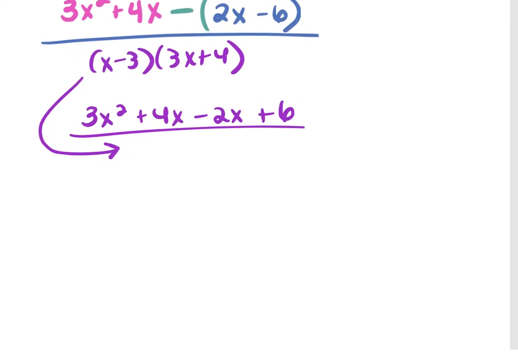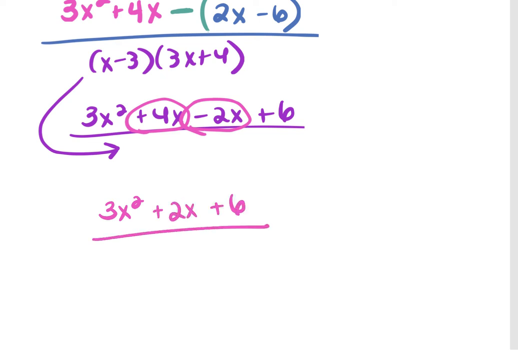And then I combine my like terms. So 3x squared, positive 4x and negative 2x becomes positive 2x plus 6. And all of that goes over x minus 3 and 3x plus 4.